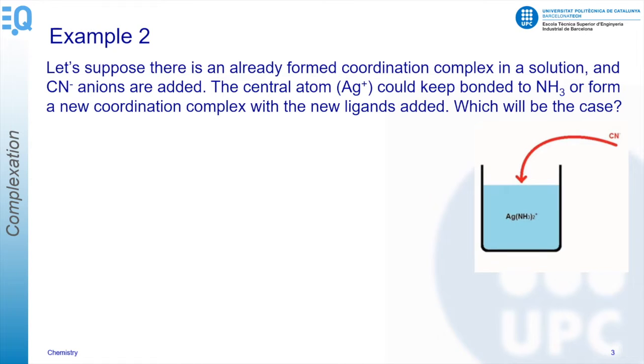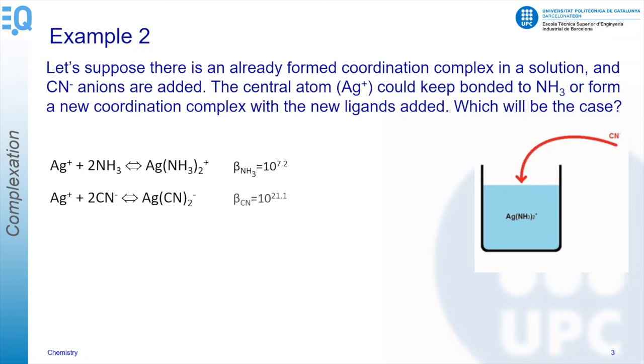Exercise 8 is similar. Here we have a solution with a diamine-silver complex, and we add cyanide anion which can act as a ligand for silver. Will the metal join with a new ligand or keep its current structure?